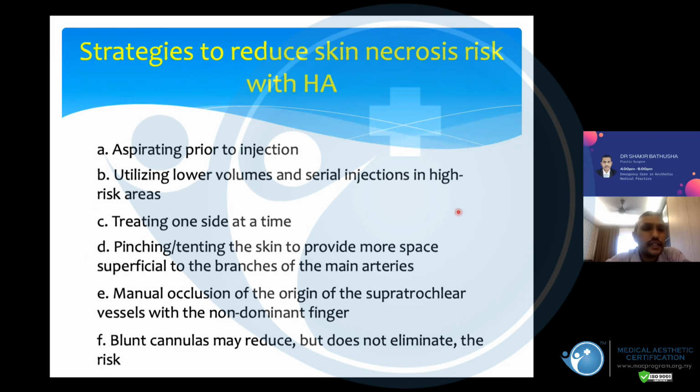So again, these are the strategies: aspirating prior to injection, utilizing low volumes with serial small aliquot injections, treating one side at a time, tenting of the skin, manual occlusion of the origin of the supratrochlear vessel in the non-dominant hand, and a blunt cannula may reduce inadvertent introduction into the vascular compartment.